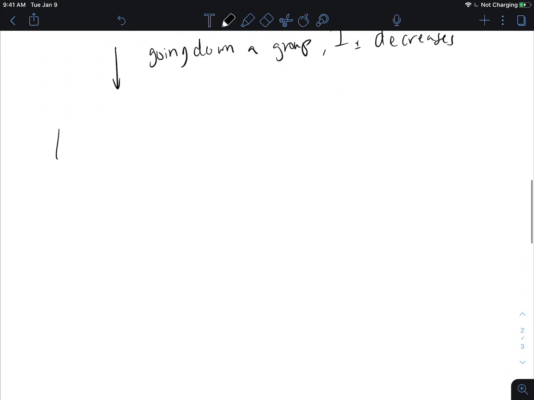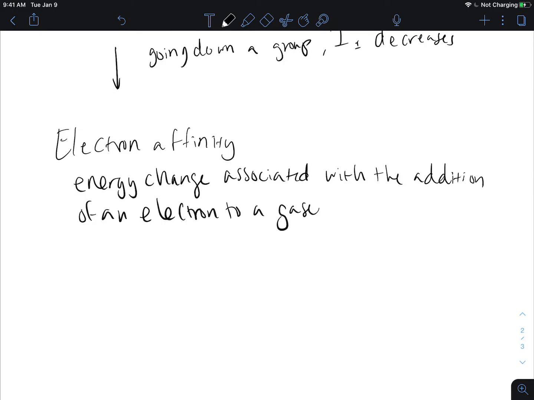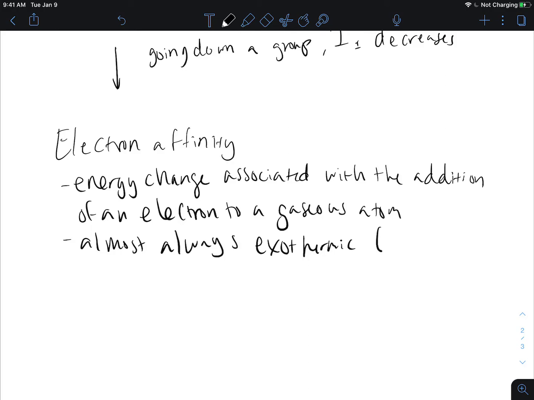Okay. Last thing we're going to talk about in today's lecture is electron affinity. So this is the energy change accompanied by the addition of an electron to a gaseous atom. And it is almost always exothermic. So instead of requiring energy, it releases energy. Or at least the first one is, the first electron added. Adding an electron to an already negative species is going to require energy.